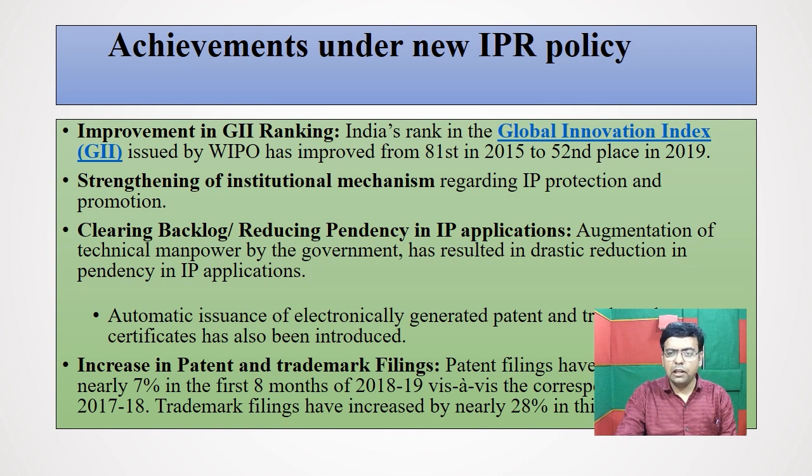Next point is the achievements under the new IPR policy. There is an improvement in GII ranking. GII stands for Global Innovation Index. India's rank in the Global Innovation Index issued by WIPO has improved from 81st in 2015 to 52nd place in 2019.